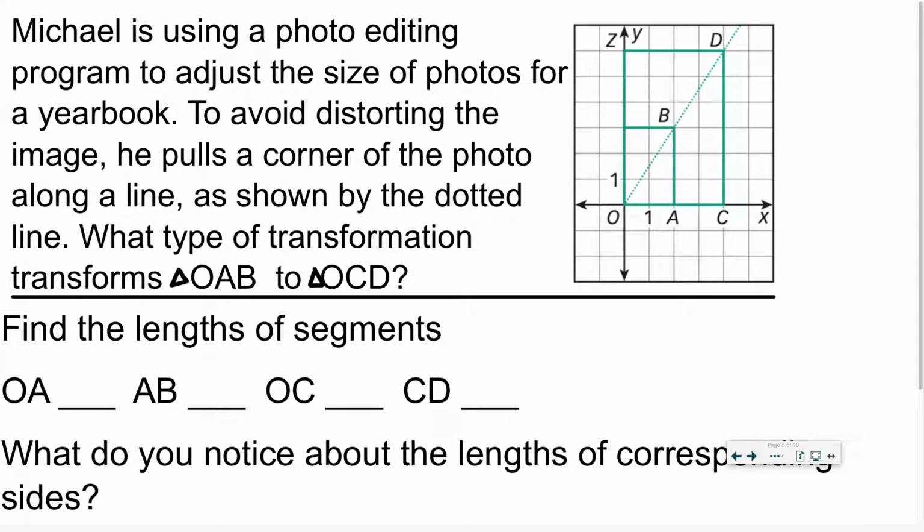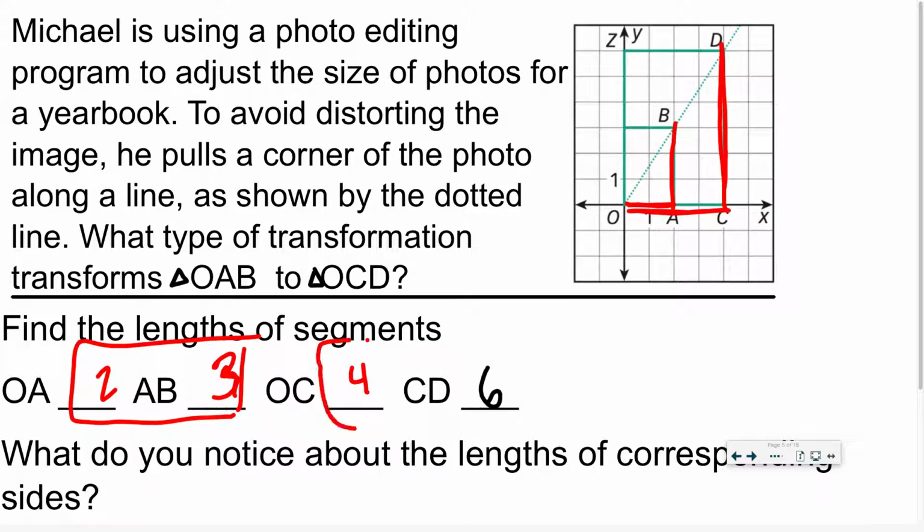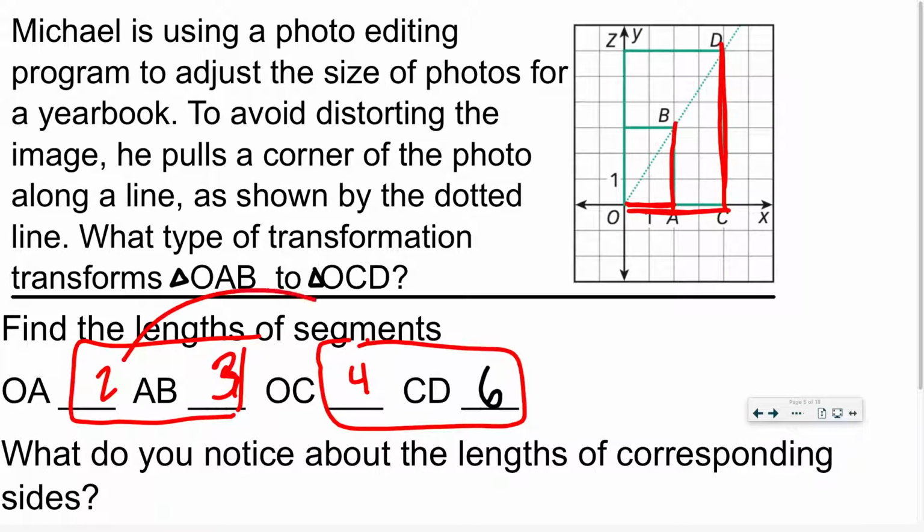So how long is this? 2. Good. And how long is this? 3. Okay, so now how long is the new length? 4. And how long is this new length? 6. Okay, so you can probably already see a relationship between the original and the new. What do you notice? 1 by 2. Yeah, it just got doubled. I doubled this length by 2, and I doubled this length by 2.